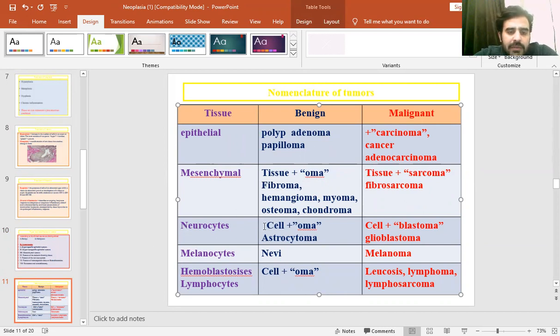Neurocytes, we will have cell plus OMA in the case of the benign one, for example, astrocytoma. And if we have cell plus blastoma, it indicates a malignant tumor, for example, glioblastoma. Melanocytes, the benign one, we call nevi. And the malignant one we call melanoma. Hemoblastosis or lymphocytes, we will have cell plus OMA, for example, lymphoma. If cell plus OMA is written, it will indicate the benign one. And the malignant one we will pronounce in the form of lymphosarcoma.